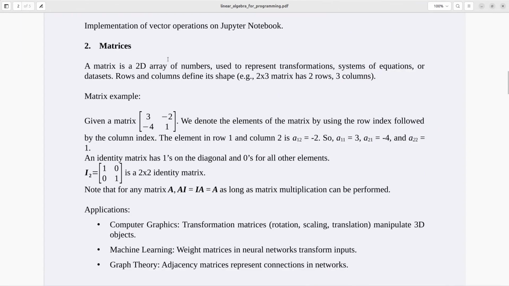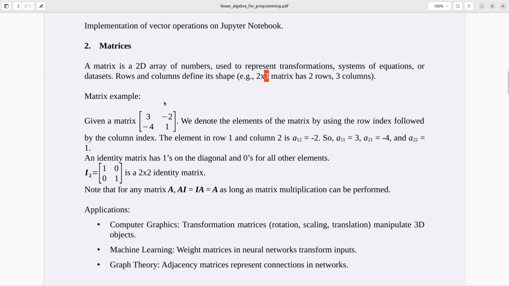The next one is matrices. Okay, so a matrix is a 2D array of numbers. It is used to represent the transformations, the system of the linear equations, or the data sets. So the rows and columns of a matrix would help us to define the shape. So maybe we can have a 2 by 3 matrix, which has 2 rows and 3 columns. Okay, so the first value represents the number of rows in this matrix, and the second number here is meaning the number of columns in this matrix.